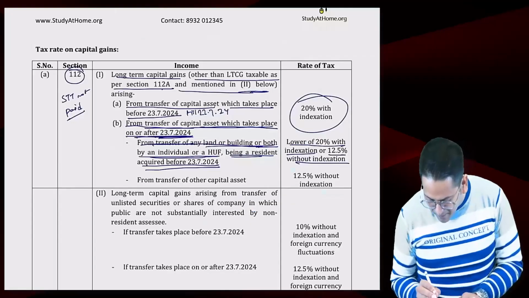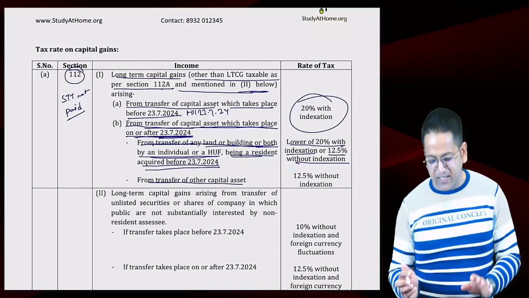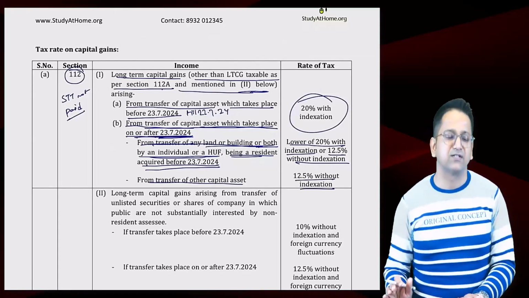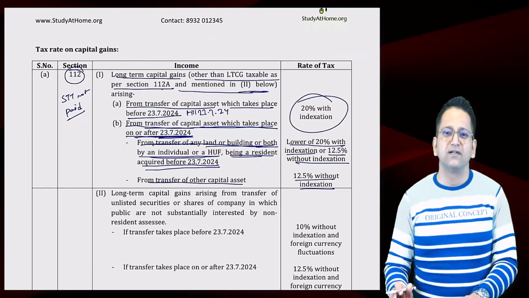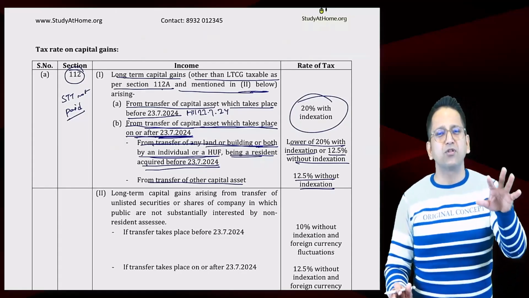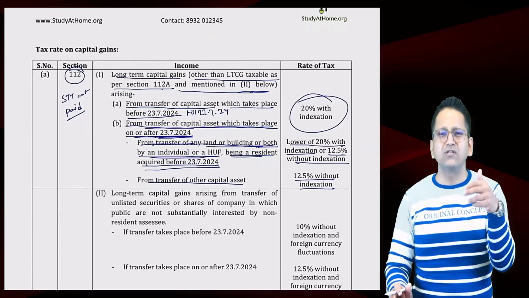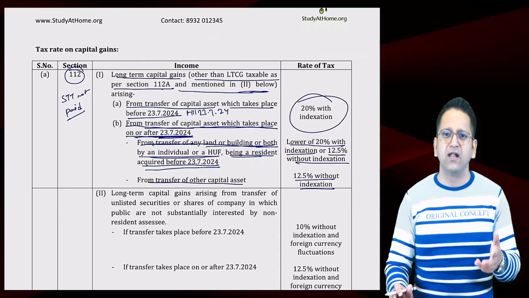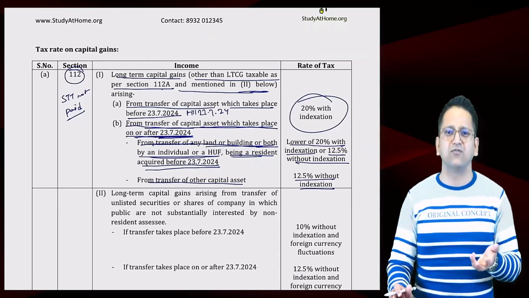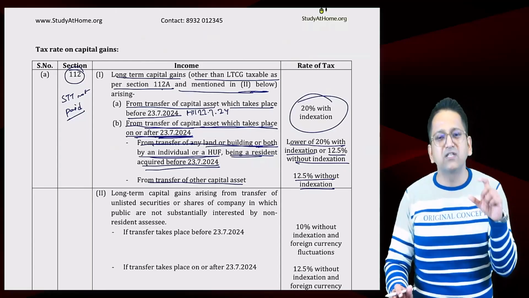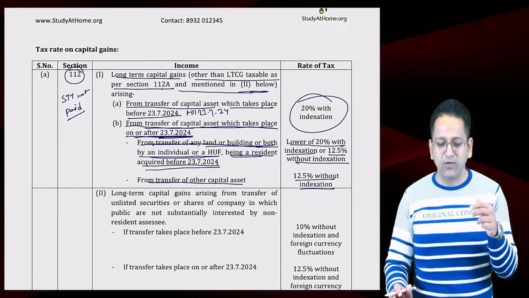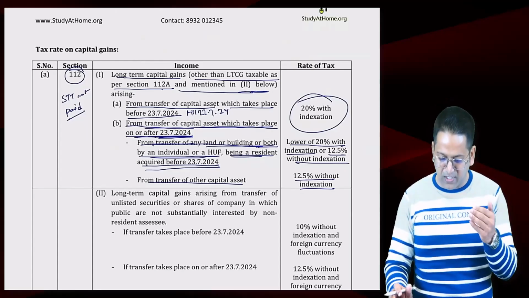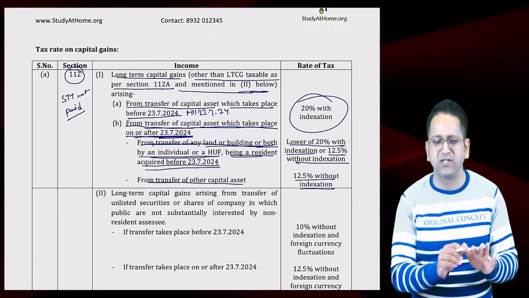For any other capital asset, it is 12.5% without indexation. See, in other places, black money is not too much. You also need to understand that there are places where black money is invested a lot, and that's in real estate. Land and buildings are where the black money is invested. So that is one major point of concern. Therefore, just for that, the government changed this law. Otherwise, it was 12.5% without indexation.